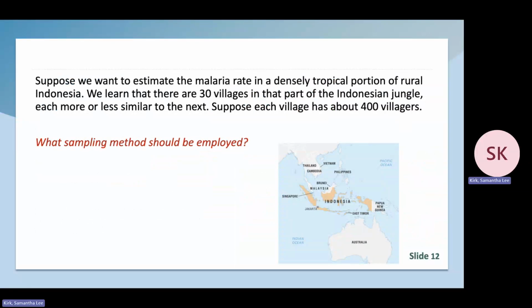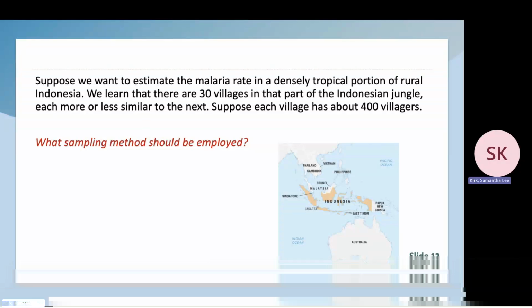Suppose we want to estimate the malaria rate in a densely tropical portion of rural Indonesia. We learn that there are 30 villages in that part of the Indonesian jungle, each more or less similar to the next. Suppose each village has about 400 villagers. What sampling method should be employed?